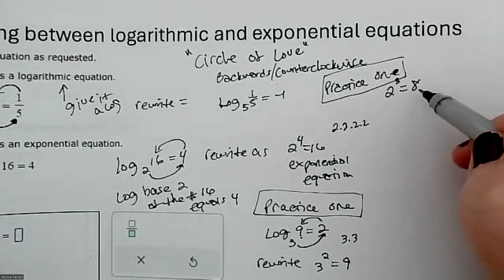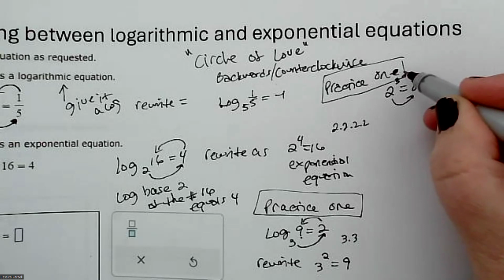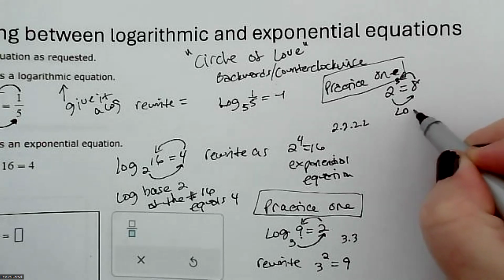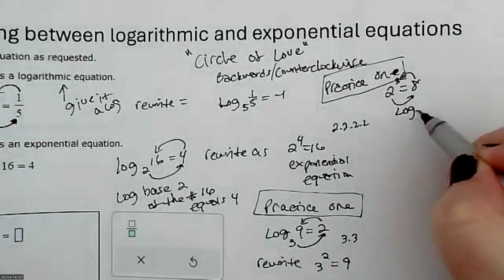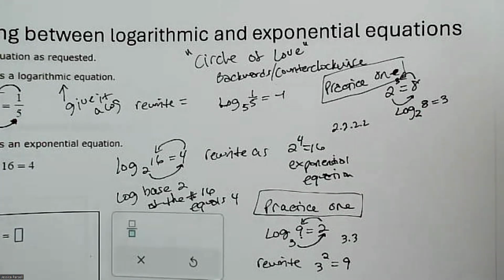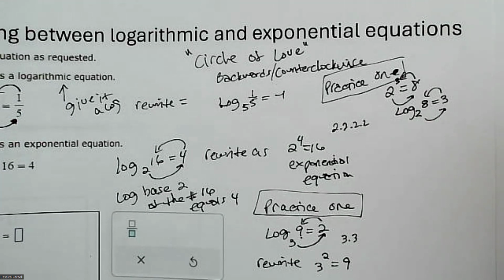2 to the 3rd power equals 8. I want you to write this in logarithmic form. Okay, so to do that, you're going to write the word log. Base 2 of the number 8 is equal to 3. If you were to go back and try to switch it again, 2 to the 3rd power equals 8.